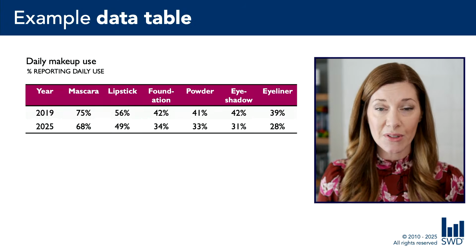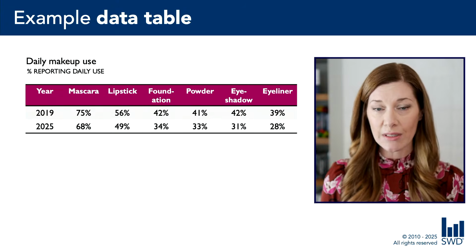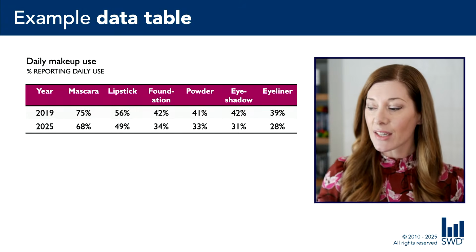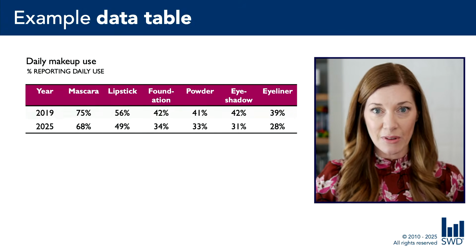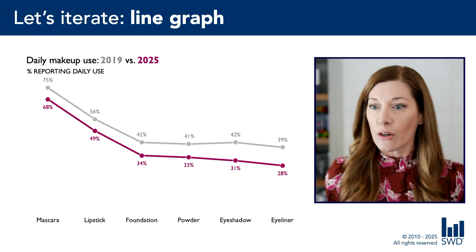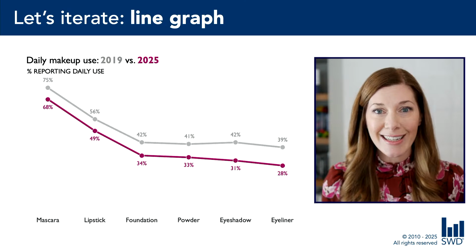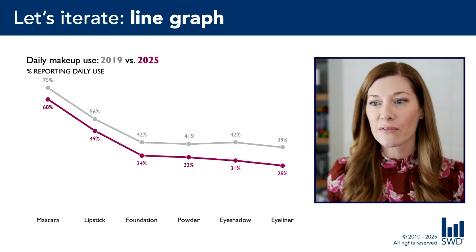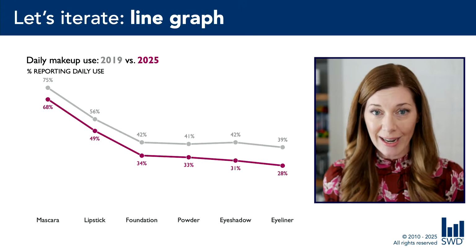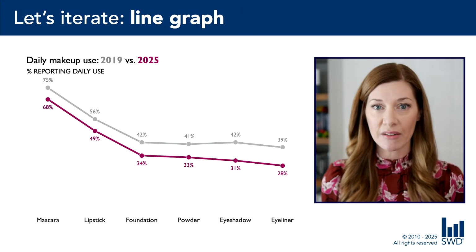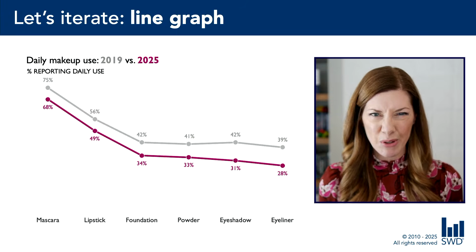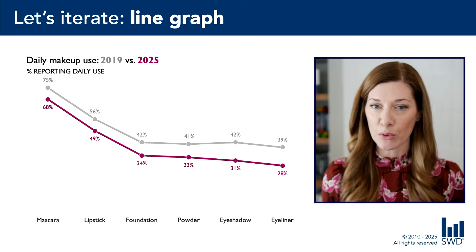Anything we can do to make this data visual is going to make it faster for people to see. Let's take a look at how we might do that. Let me start off with a line graph. Here we've got a gray line for 2019 and a maroon one for 2025. Notice how suddenly with this change, we can see the shape of the data, start to see comparisons immediately that we had to put thought into to get at before.